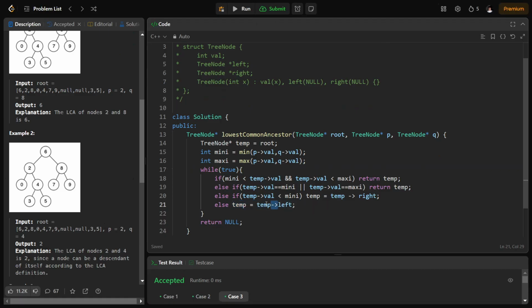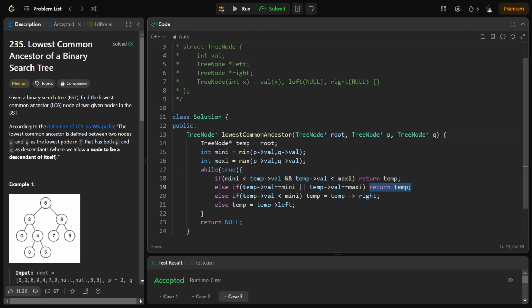Basically this is an arrow because these are pointers, but if it were an object, we would use the dot operator. Since we are not going to get out of this while true loop, just for the sake of writing a return, I say return null. But at some point we would reach the temp value, because we are moving towards the nodes with values P and Q, and if it is equal to them or within the range, we return the temp node. So this is running. You can see accepted, and that was the whole video.